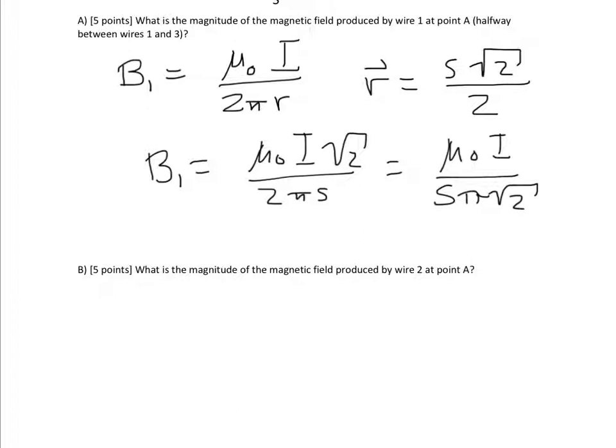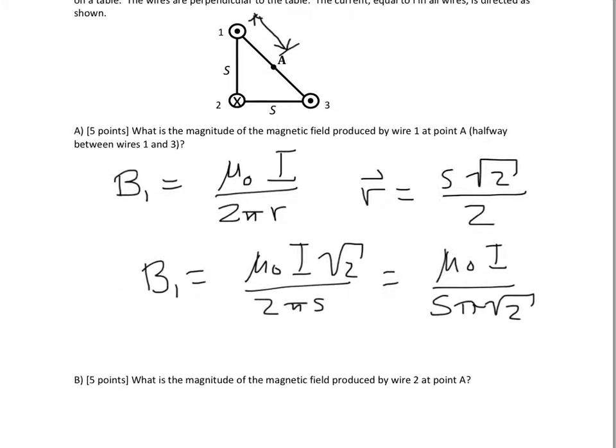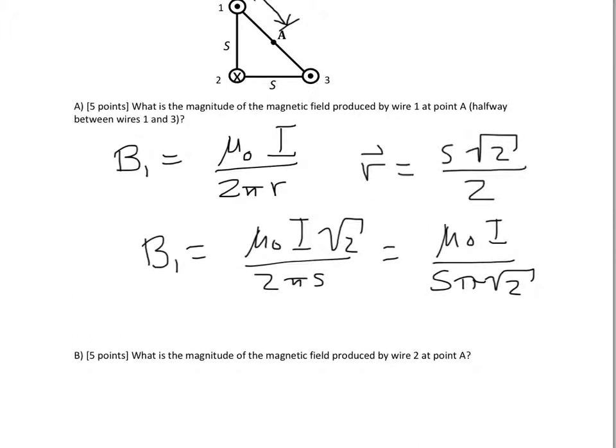Now, part B asks the magnitude of the magnetic field produced by wire 2. If you look at the diagram, you can see that wire 2 is the same distance from point A as wire 1. Therefore, the magnitude of the field produced by this will also be the same. We're not asked about the direction here, just the magnitude. So the magnitude of B2 equals B1. It's the same as the answer to part A.